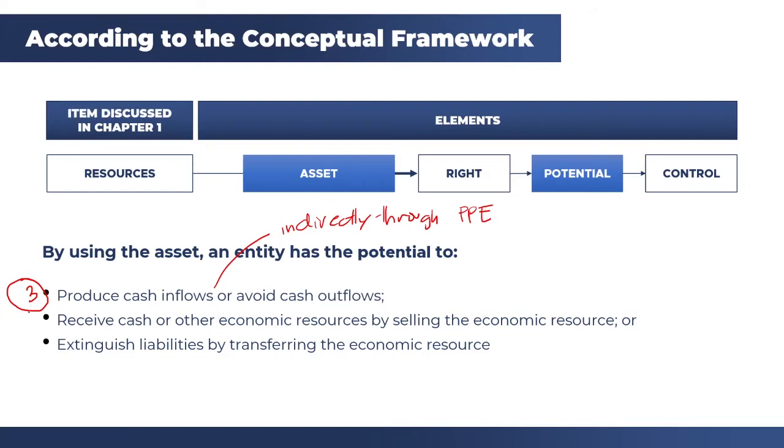Number four, you have the potential to receive cash or other economic resources by selling the economic resource. And number five, you can extinguish liabilities by transferring the economic resource to another party. The perfect example here is payment through cash.